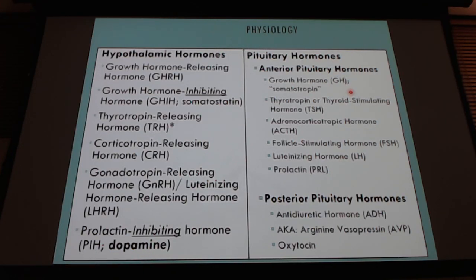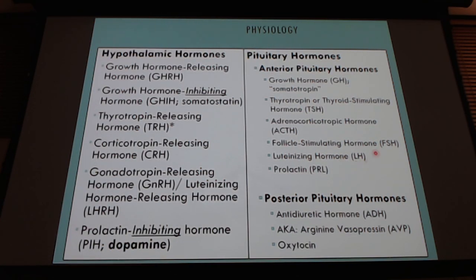And then our anterior pituitary hormones, you see that I have my growth hormone. This one is not the same as this one, my growth hormone inhibiting hormone. This is somatostatin, this is somatotropin. Okay, so don't get these two things mixed up, two different things coming from two different areas. You have your thyrotropin, thyroid stimulating hormone, adrenocorticotropic hormone, follicle stimulating hormone, luteinizing hormone, prolactin.